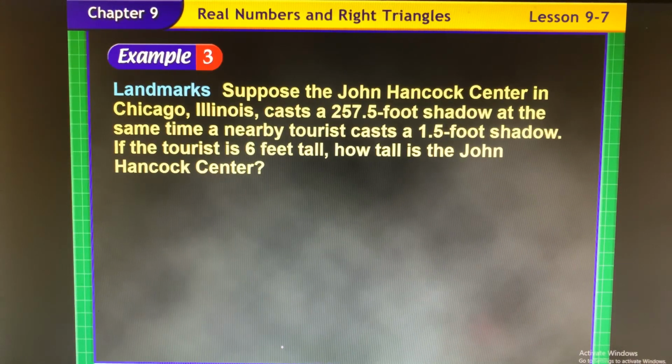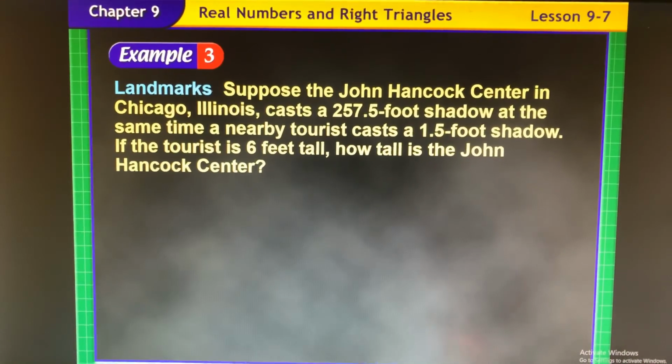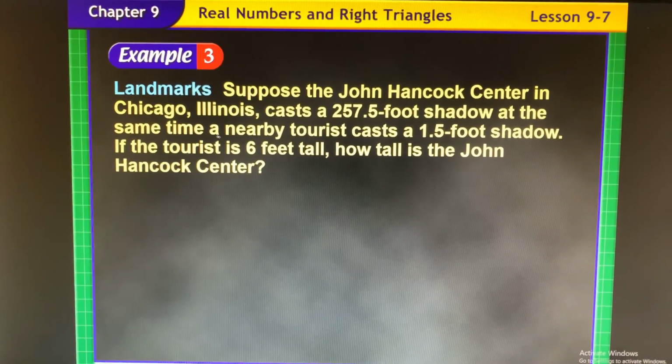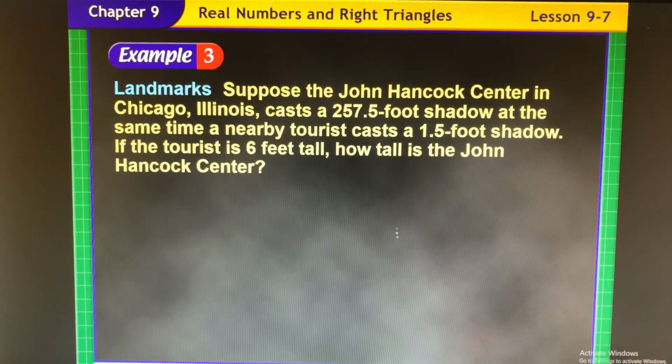Okay, do you know that you can measure something if you have nice bright sunlight out and you're standing next to a very, very large building or tree? You can measure it by your shadow. Next time you might want to try that, right? So suppose the John Hancock Center in Chicago, Illinois casts a 257.5-foot shadow at the same time a nearby tourist casts a 1.5-foot shadow. If the tourist is 6 feet tall, how tall is the John Hancock Center?